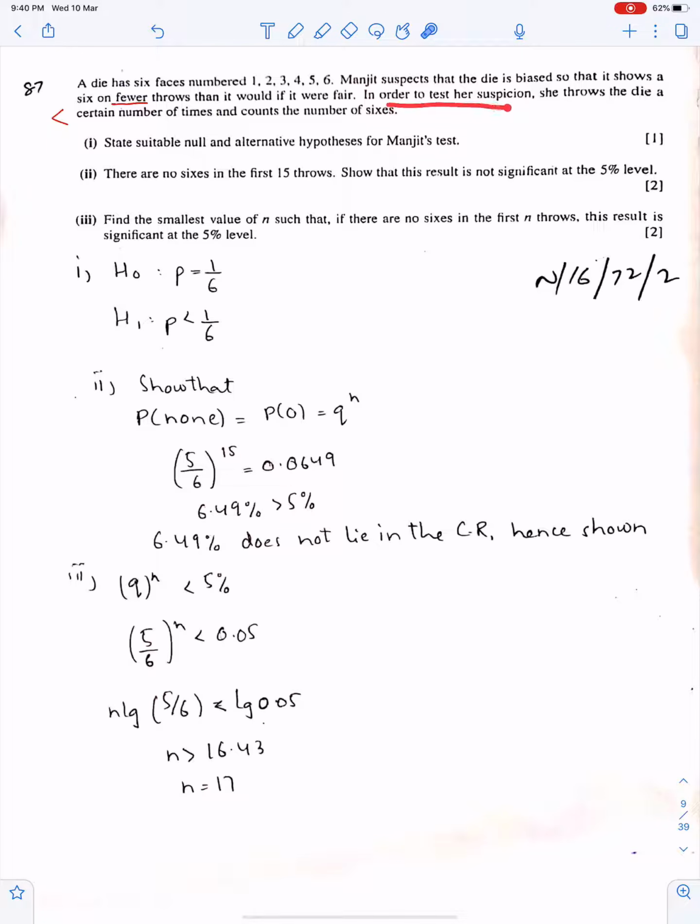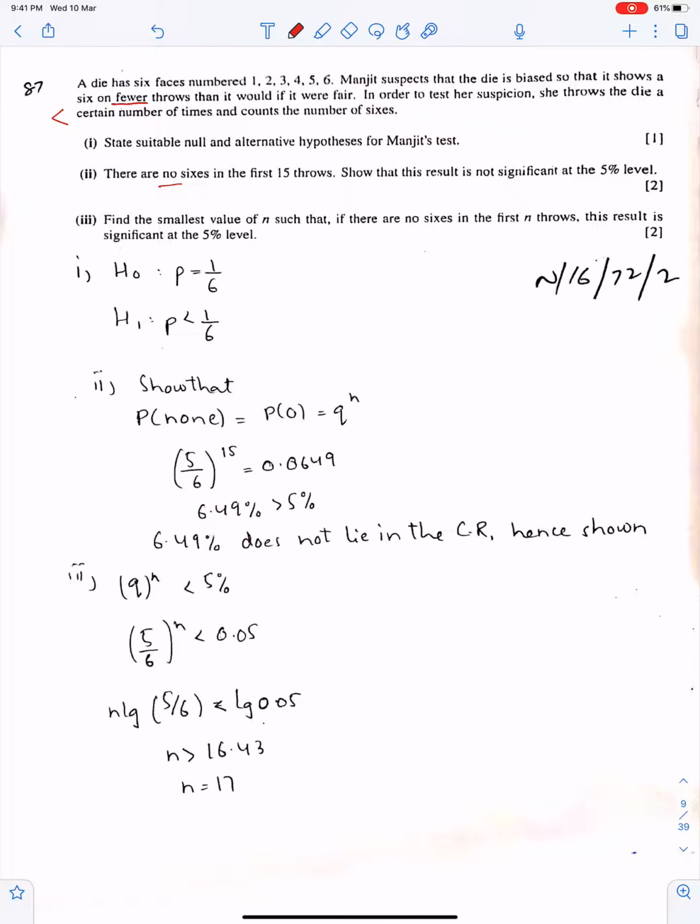In order to test her suspicion, she throws the die a certain number of times and counts the number of sixes. State suitable hypotheses. Done. This is part 1. There are no sixes. No sixes means none, 0. That means q power n according to the binomial formula. Show that this result is not significant at 5%. Not significant means this probability must be greater than 5%.